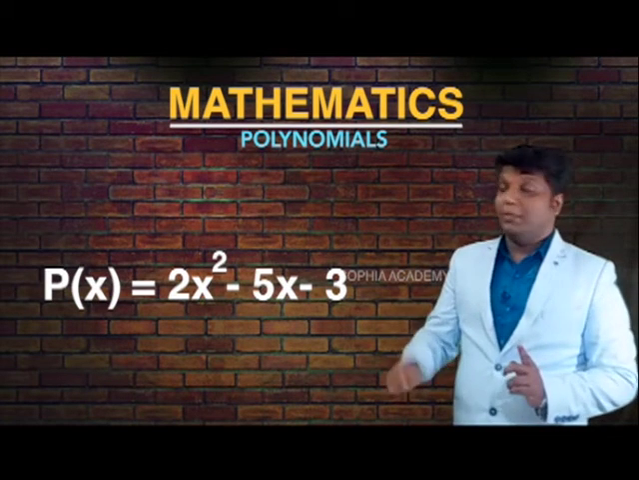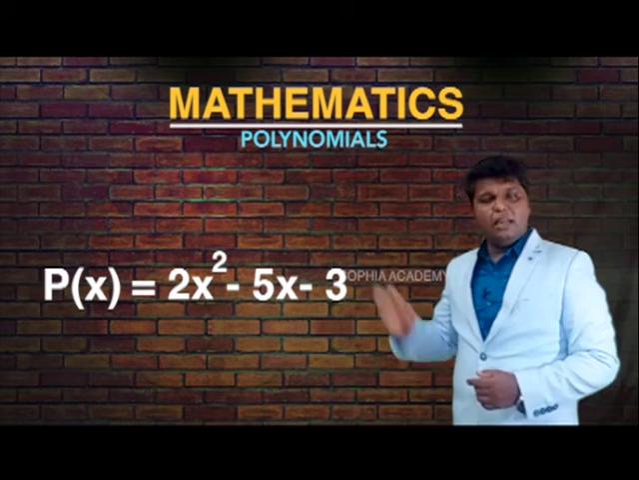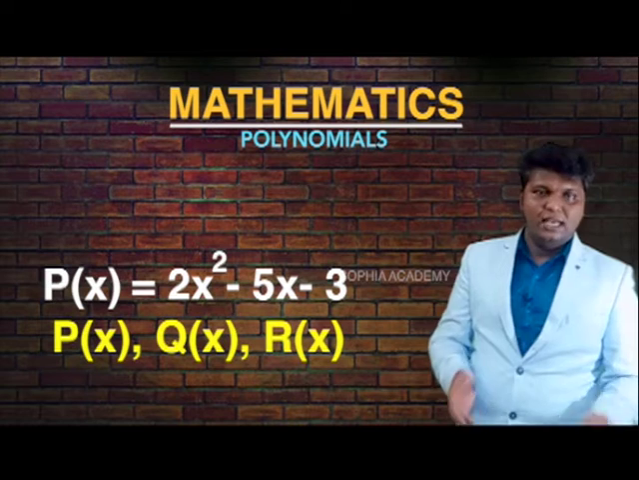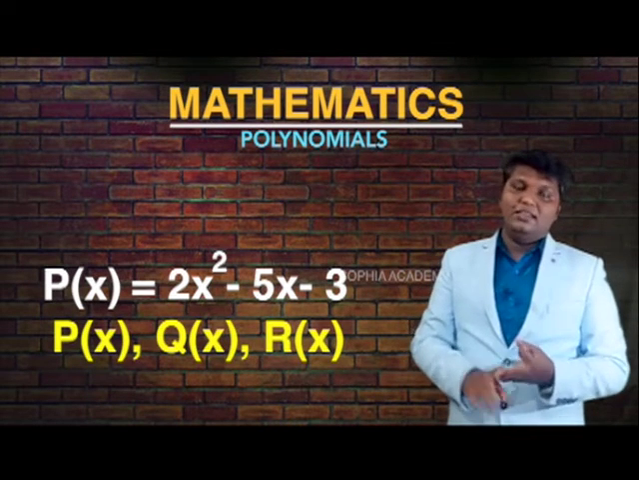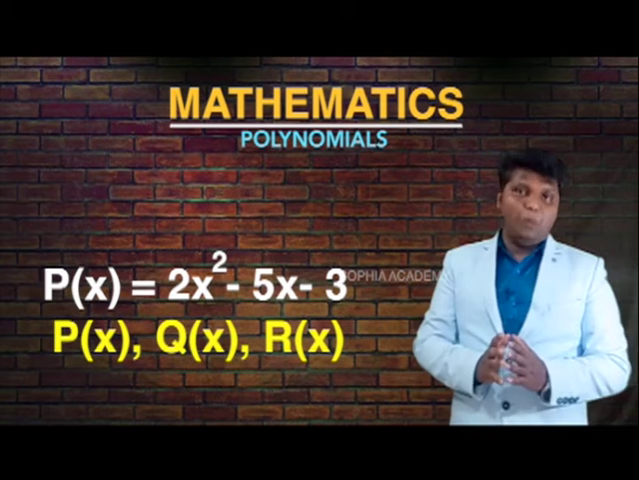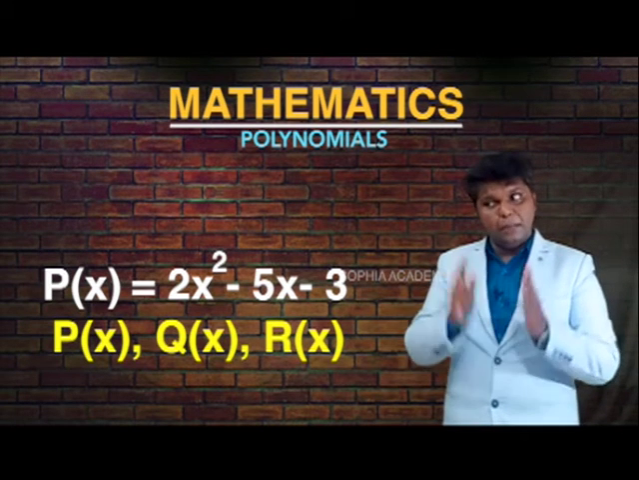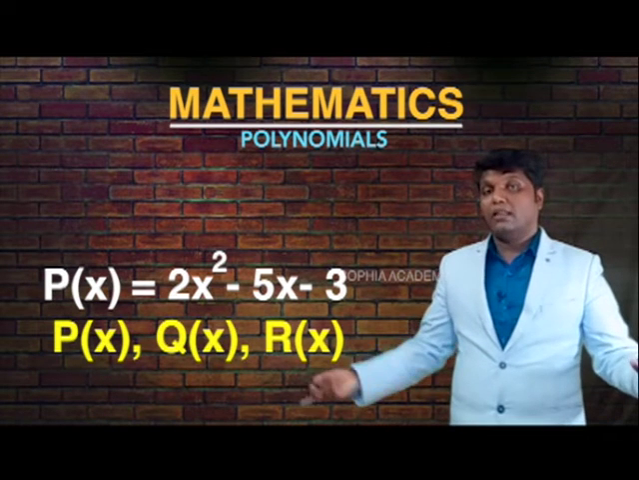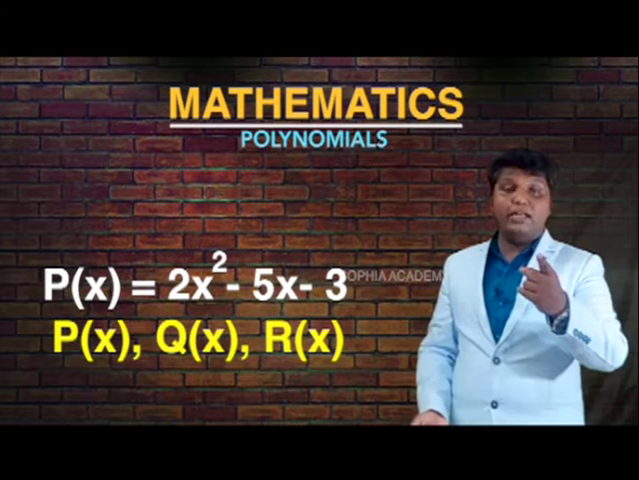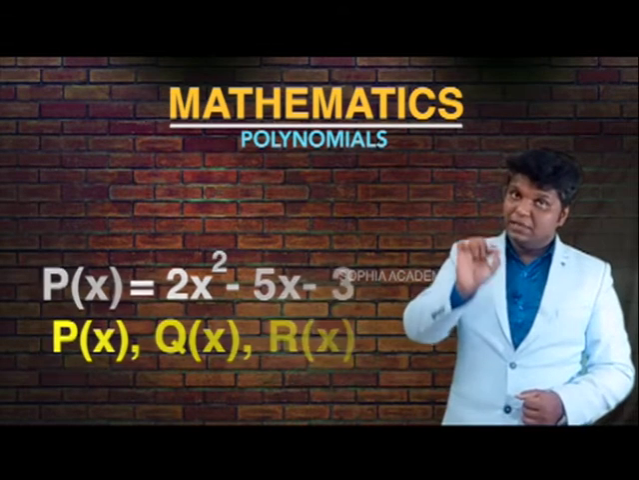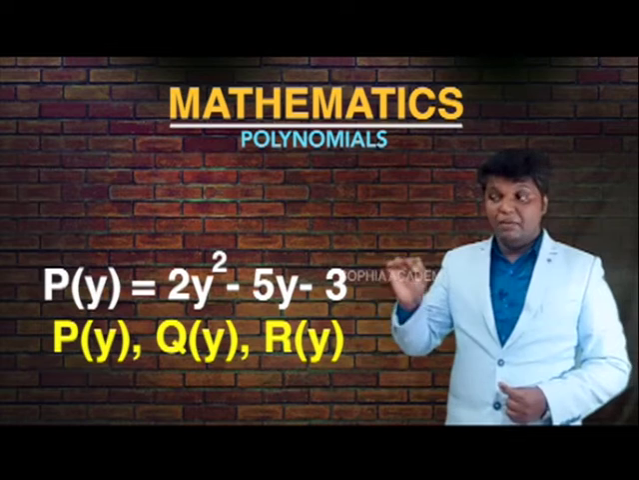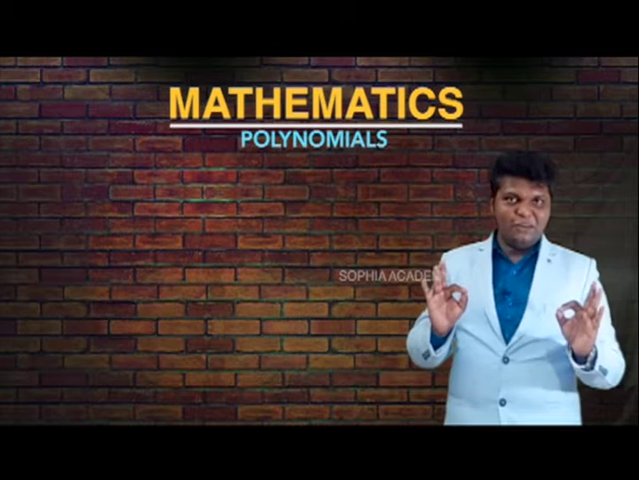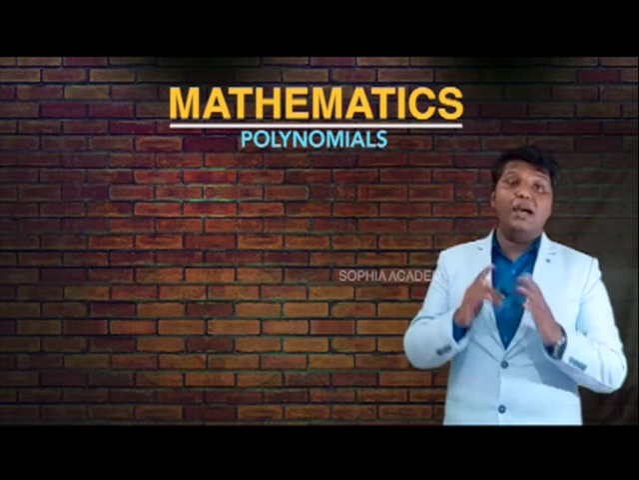If it is p of y, that means all the variables will be y. Here you can see all the variables are x. So we can say it is p of x, or we can represent it as q of x or r of x. These are the normal things which we use to represent any given polynomial. When you say p of x is equal to, that means that polynomial is equal to the given polynomial. If two polynomials are given in a question, we will take one as p of x, another as q of x. If the variables are y, then we will write p of y. I hope that much is clear for you. So simple. These are the basic things which we have to understand.